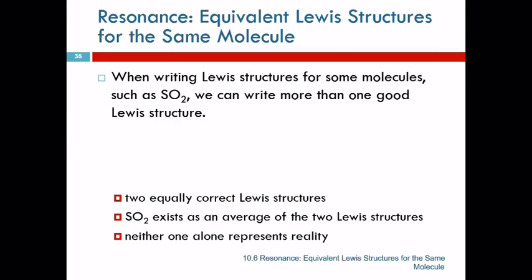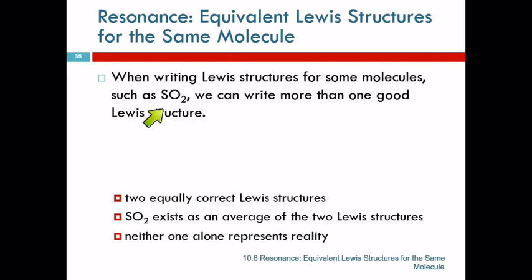Sometimes when we write Lewis structures, we can write more than one good Lewis structure. The ones we just saw, there are no good Lewis structures for, they violate the octet rule. But sometimes we can draw more than one. So let's look at SO2.